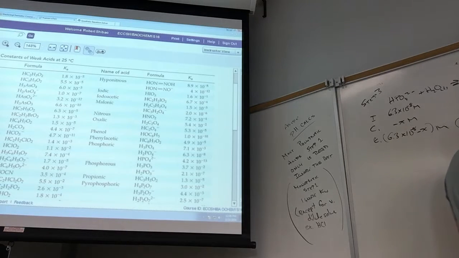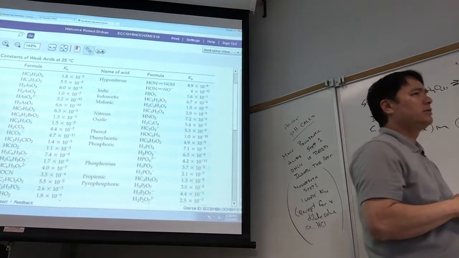Now, the simplifying assumption looks like it's good for this because this is kind of a big number and x hopefully is small. And so 0.0233 plus x should be about 0.0233. And then this will be times x.